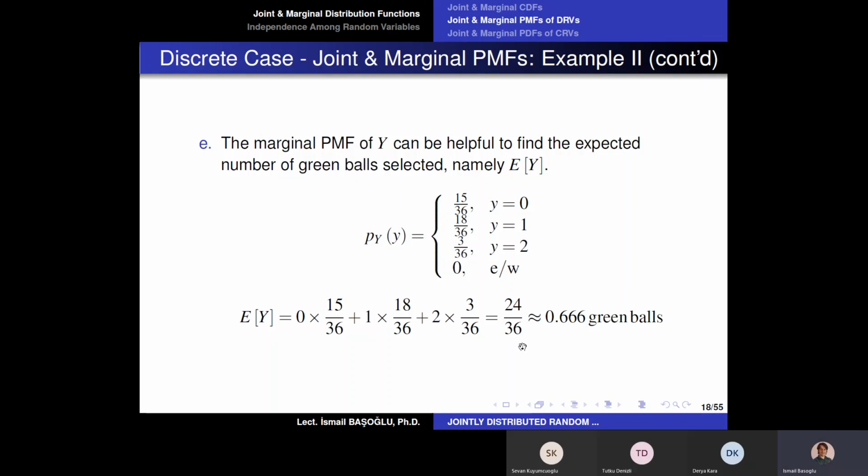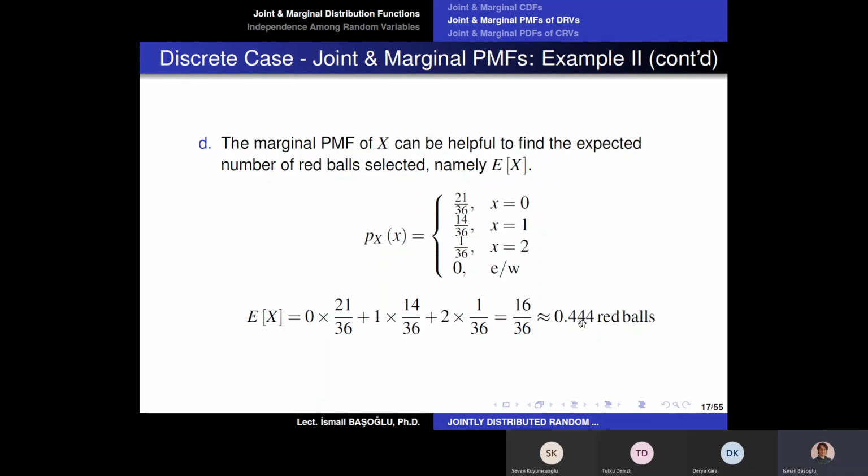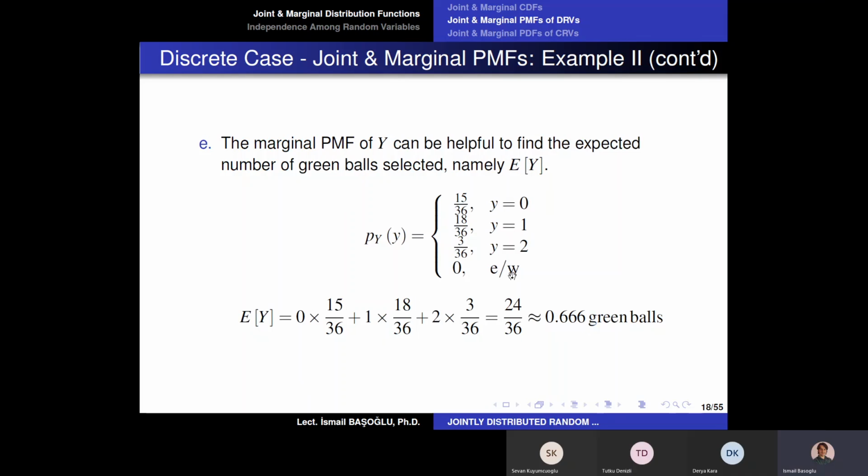Now, I am just going to ask you a final question. What is the expected number of blue balls selected? Now, of course, if we have 2 red balls and the expected number of red balls is 0.444, if we have 3 green balls in the urn and the expected number of green balls selected is 0.666, obviously the expected number of blue balls that are selected is going to be 0.888, because there are 4 blue balls.